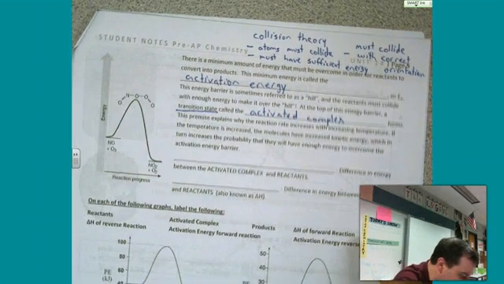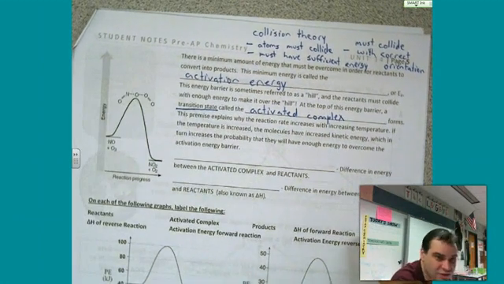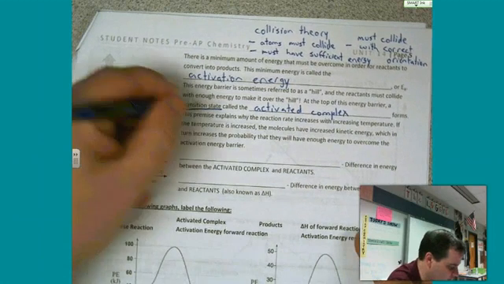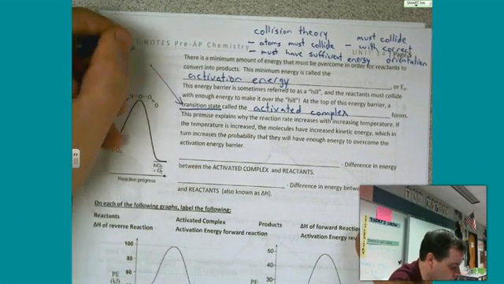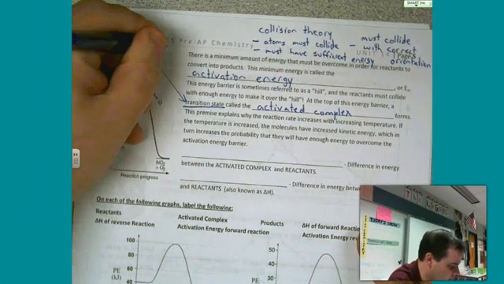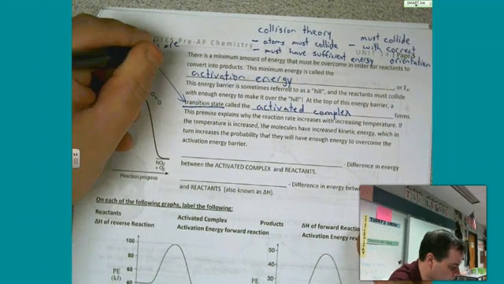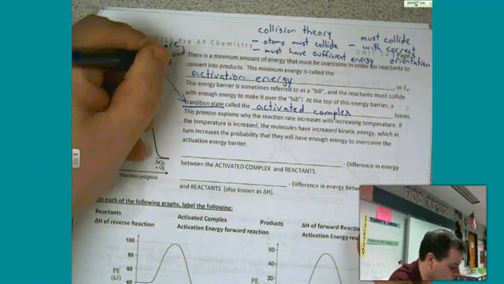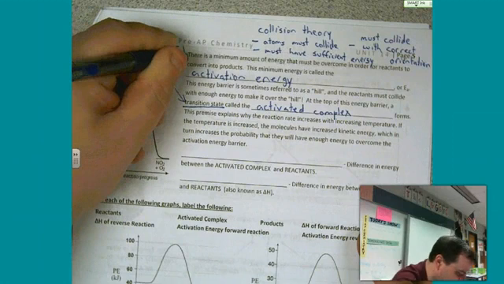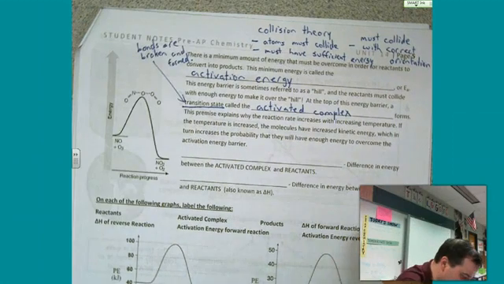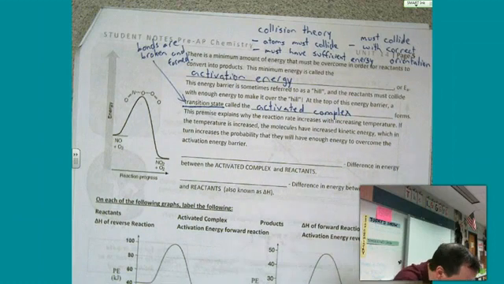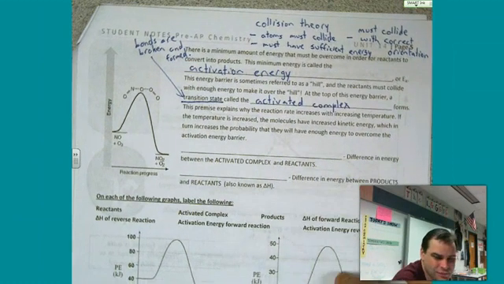Transition state. At this transition state, this is where bonds are broken and formed. If you increase the temperature, the particles have more kinetic energy, there are going to be more collisions, so the reaction will happen faster.